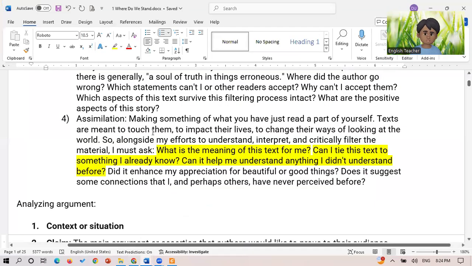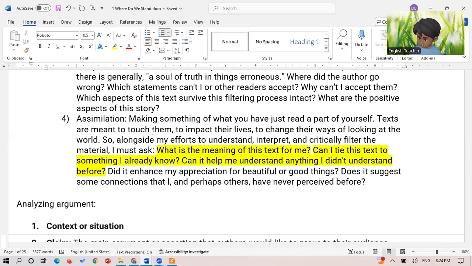So let's read here. Assimilation means making something of what you have just read part of yourself. As you eat food, your body disintegrates the food, and then it digests the food, and it takes useful minerals, vitamins, proteins, and absorbs them into the bloodstream, and you feel fresh after eating food. You feel strong, and whatever is not useful, the body takes out through the process of urination and defecation, right? In the same way, as you read something, there may be ideas that you want to follow.